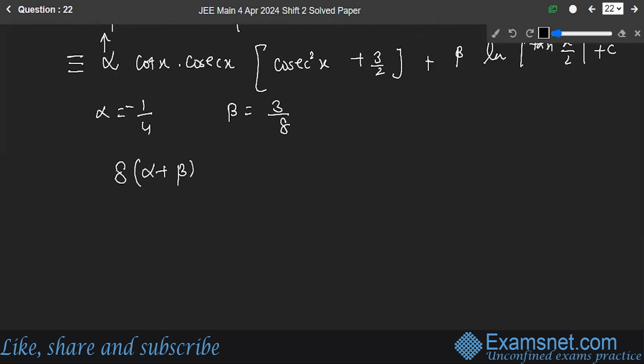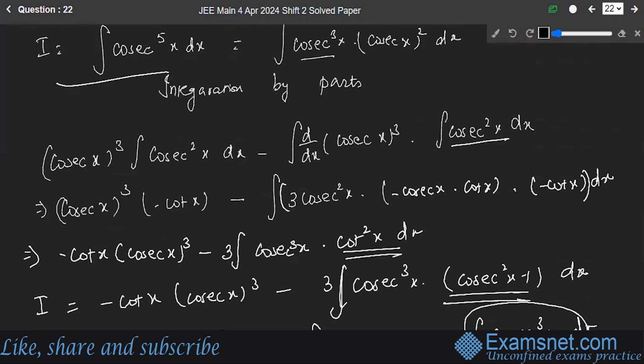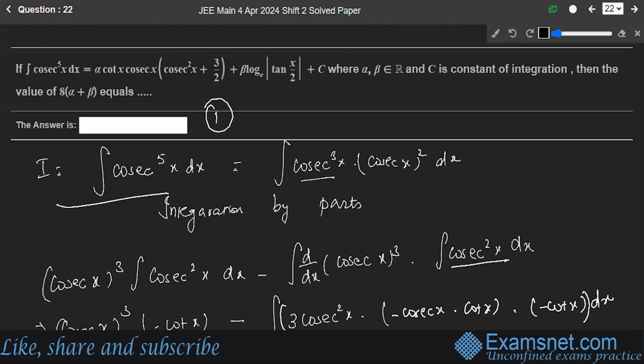This plus this. This is 8. 8 minus 2 plus 3, or you have 1 as the answer. So this is the answer to the question. 1 is the correct answer. Hope you're clear with this. Let's move to the next question then.